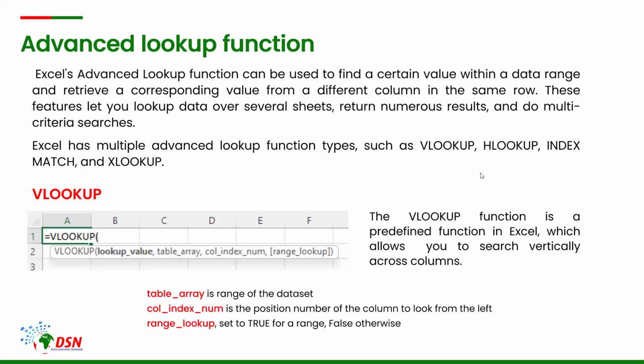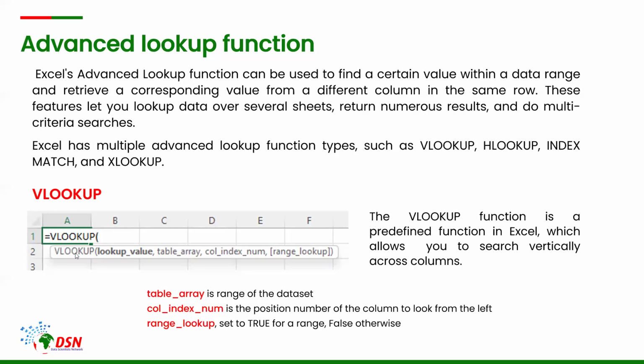So this is what the VLOOKUP looks like. I'm really sorry for the background noise. I apologize. If you look at the VLOOKUP, it's a function in Excel that allows us to search vertically across a column. And this is how we use it.